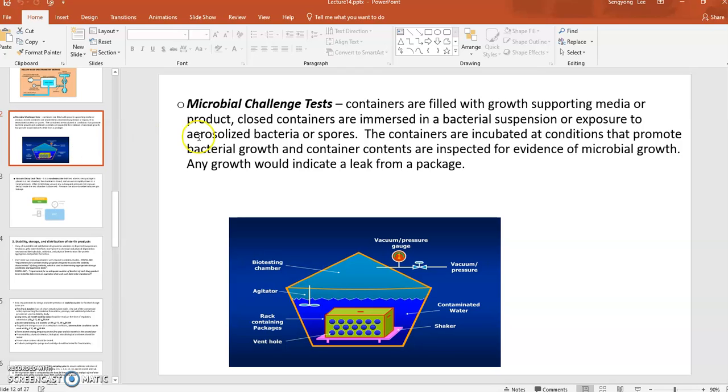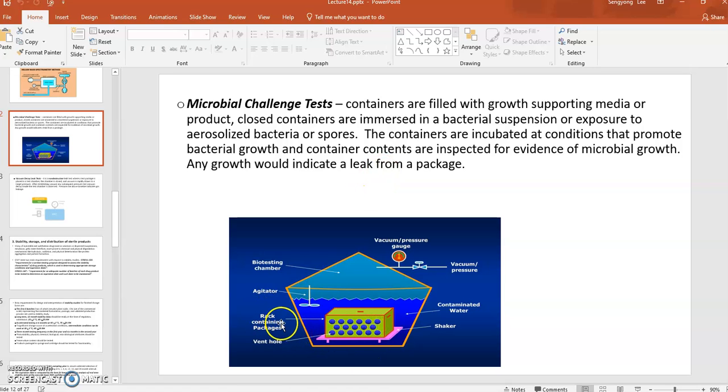Another method will be the microbial challenge test. The container is filled with growth medium or product, and the closed container is immersed in a solution filled with bacterial cells. Of course, if there's any leakage, bacterial cells will love to grow in there, so you can detect the leakage of your packaging material, because there will be evidence of bacterial growth through your packaging materials.